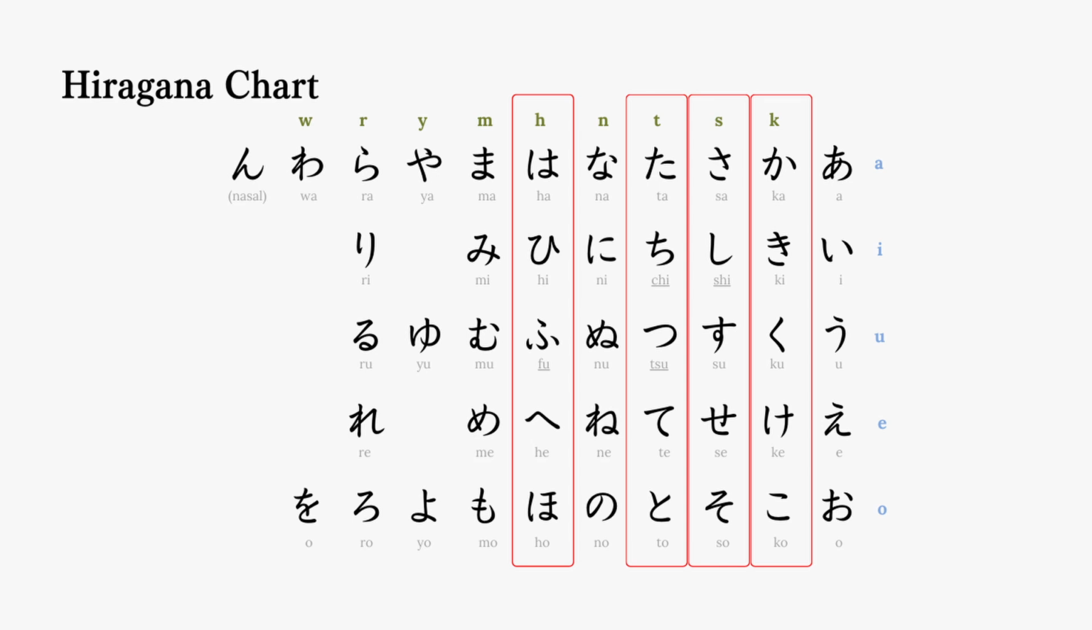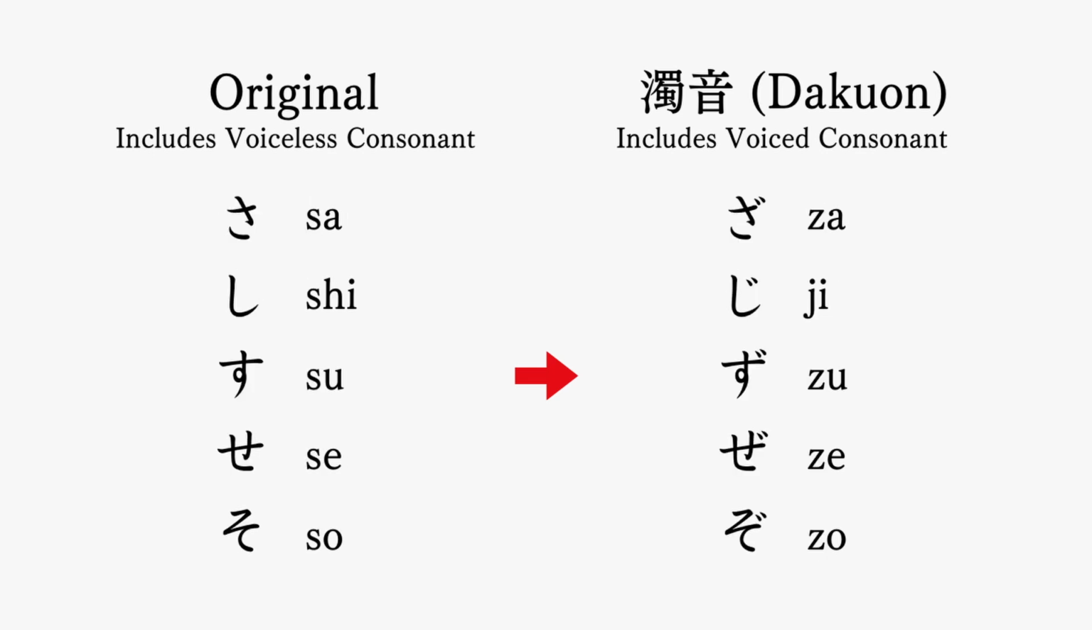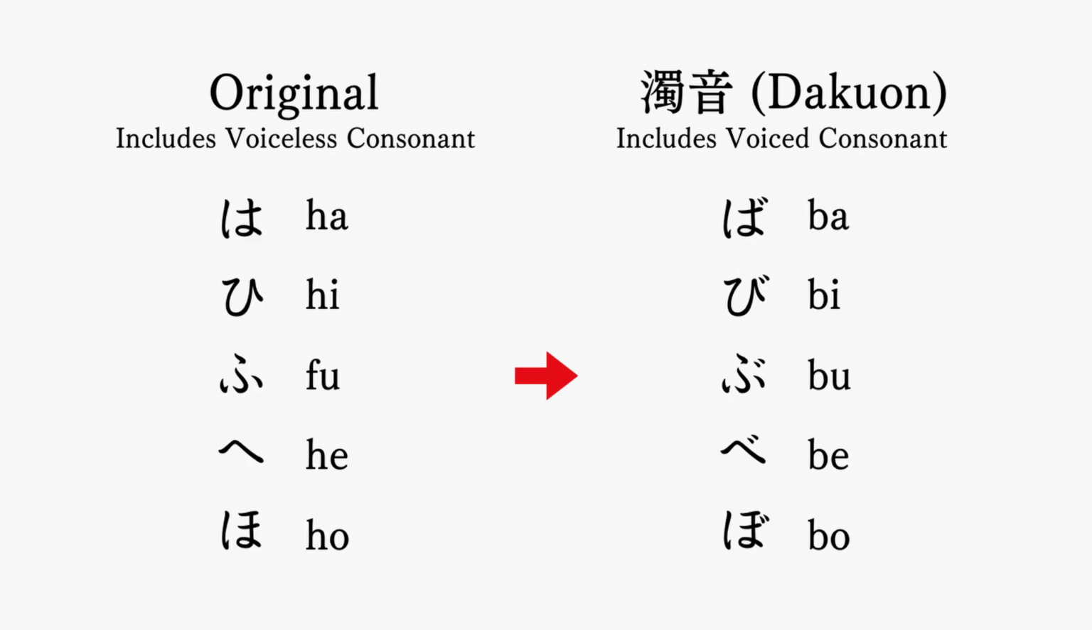The voiceless and voiced consonant pairs are how we get most, but not all, of our Dakuon sounds. The ka, sa, ta, and ha rows are the original kana that have a Dakuon form. So, ka-ki-ku-ke-ko becomes ga-gi-gu-ge-go. Sa-shi-su-se-so becomes za-ji-zu-ze-zo. Ta-chi-tsu-te-to becomes da-ji-zu-de-do. And ha-hi-fu-he-ho becomes ba-bi-bu-be-bo. The voiced equivalent of an h sound isn't actually a b sound, but that's just how it works in Japanese.